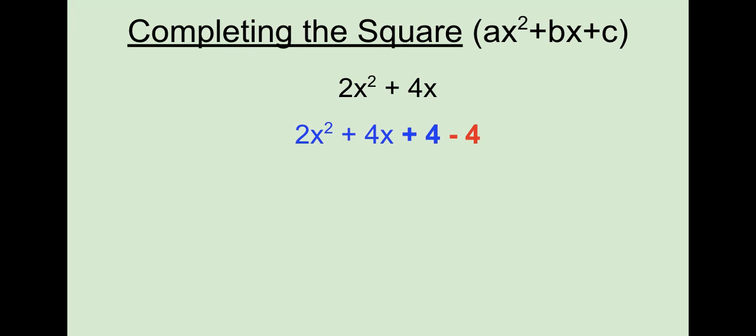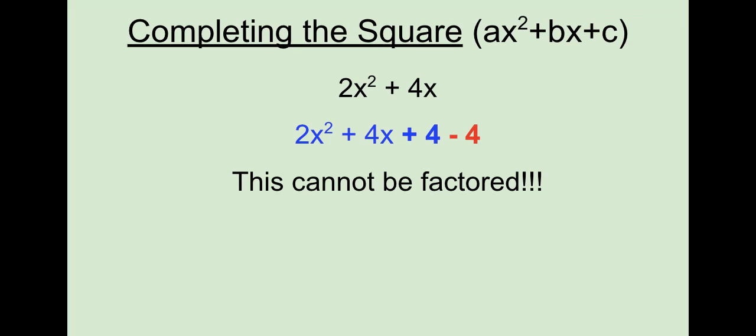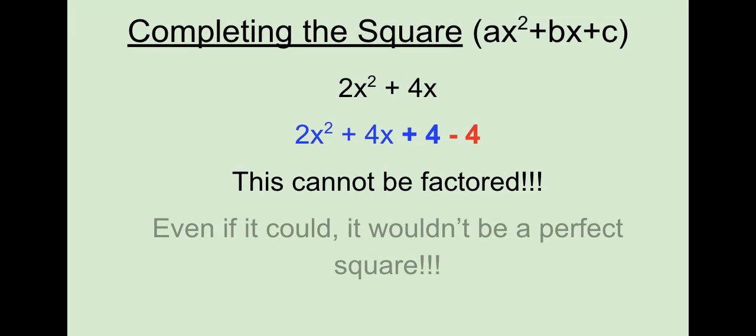And I need to factor that blue into a perfect square. Well, you'll notice there are no factors. This cannot be factored, the blue part, right? And even if it could be factored, there's a 2x squared right here. The only factors of that are 1 and 2. It would never have factored into a perfect square, right? So even if it were possible to factor this, it will never be a perfect square. And I want it to be a perfect square.